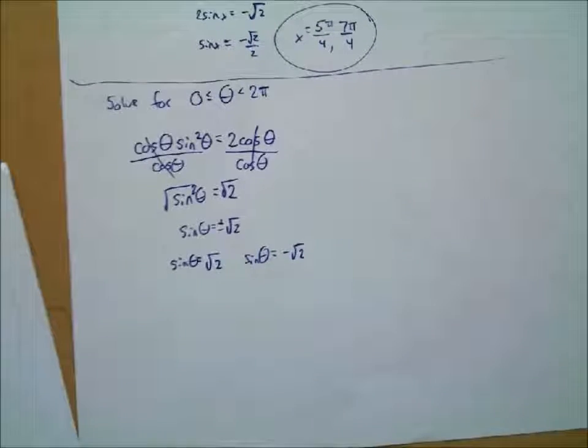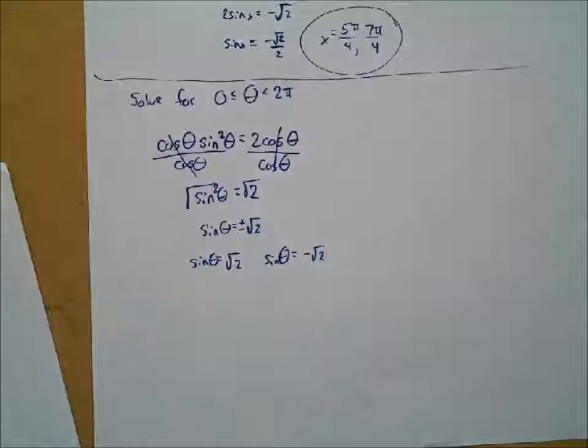Okay, perfect. So now all we have to do is figure out when does sine of theta equal root 2 and when does sine of theta equal negative root 2. So, when does that happen? That doesn't happen on the circle. Okay, so it doesn't happen on the unit circle, right? So when does sine of theta equal root 2? Never. The answer is never.